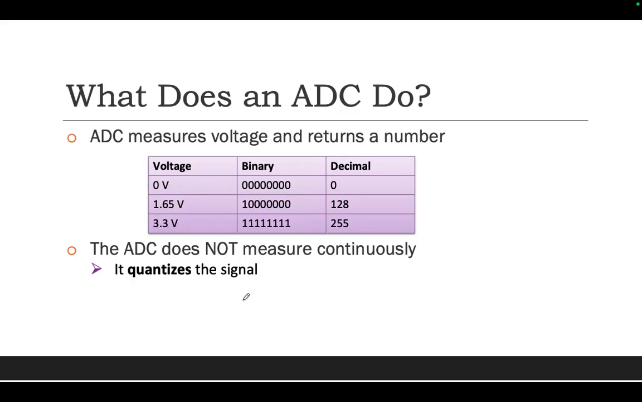Okay, actually the ADC does not measure continuously. It quantizes the signal. Like I said, it involves a term, resolution. For the ADC chip we use today, we will use the chip called TLC0831, and this is an 8-bit ADC chip. 8-bit, what does that mean?